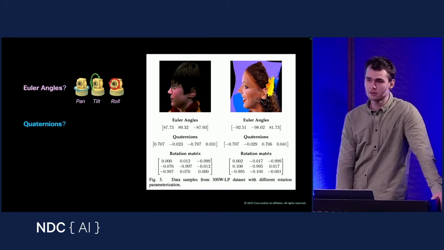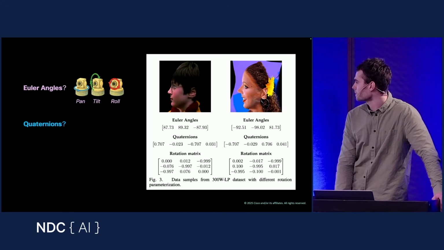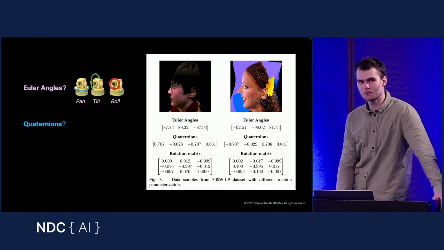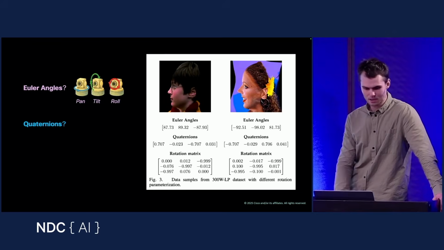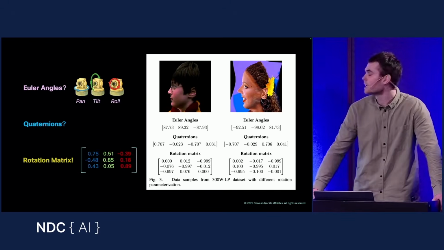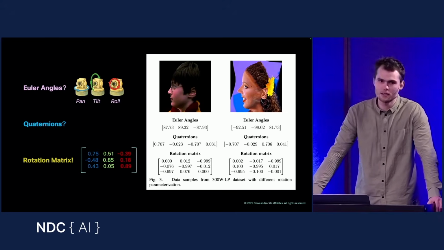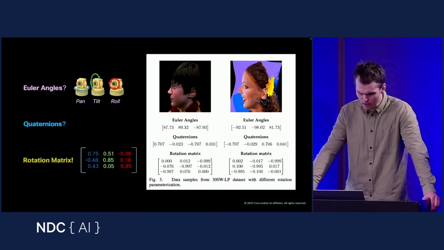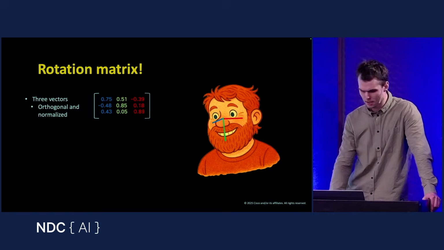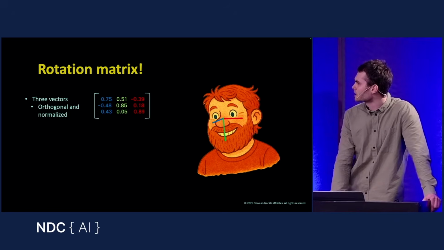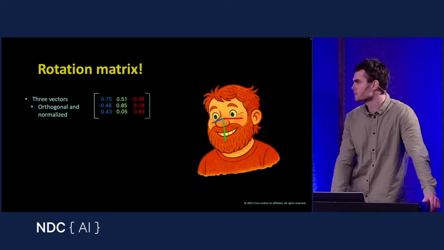Quaternions are another alternative. They're popular in some groups, but not exactly a lightweight concept to explain. You get geek points if you know what they are, but I won't try to explain them. Rotation matrix is what the researchers ended up going with. And that seems kind of big and scary. It's 9 numbers and it's a matrix. What is it really? So it's just 3 vectors. They're orthogonal and they're normalized.